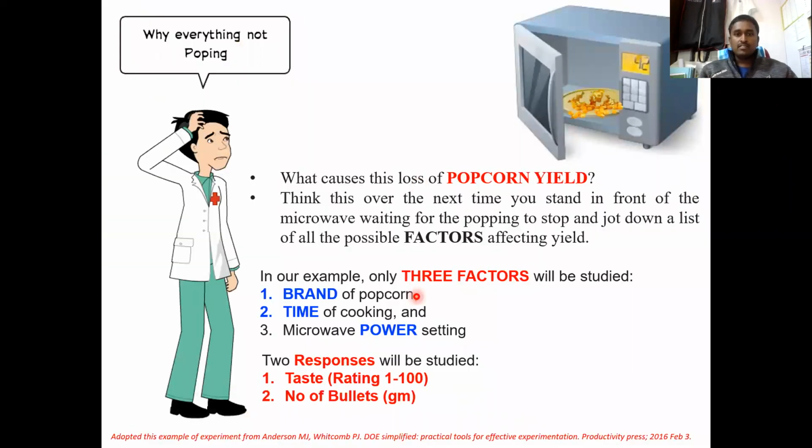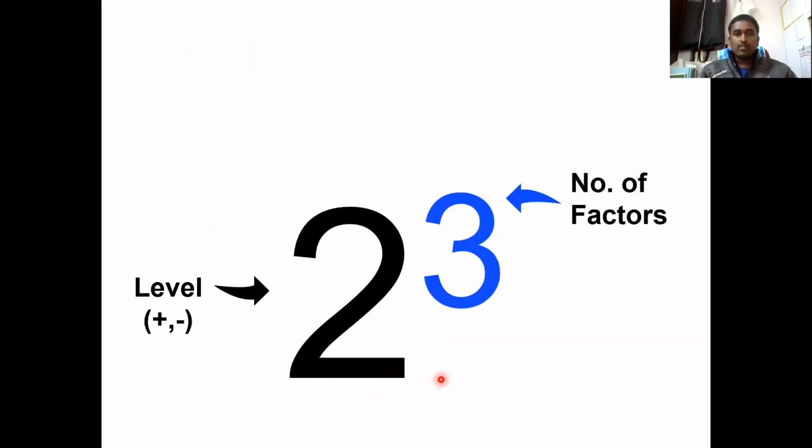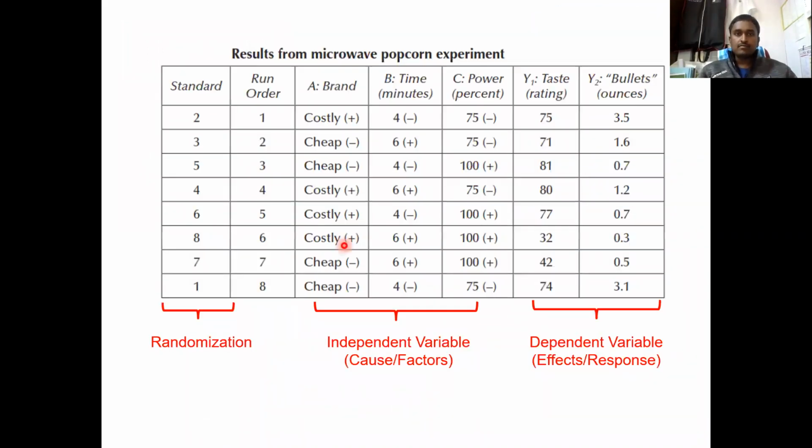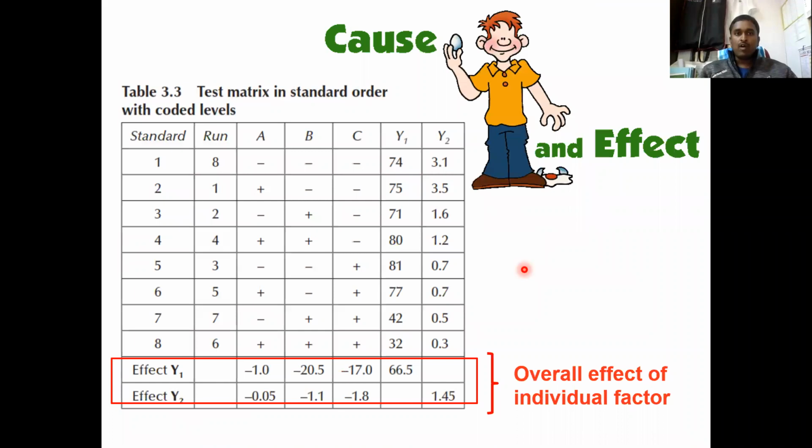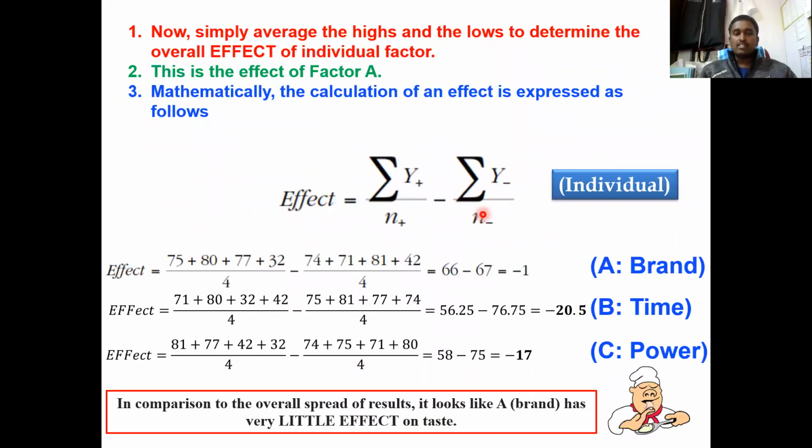So we have seen 3 types of factors which influence 2 types of responses, or 3 types of critical material attributes or process parameters which will influence the critical quality attributes. We got 8 experiments and collected the responses for the taste and bullets as well. And we saw the overall effect of each factor on the individual responses, based upon the formula: sum of plus minus sum of minus.